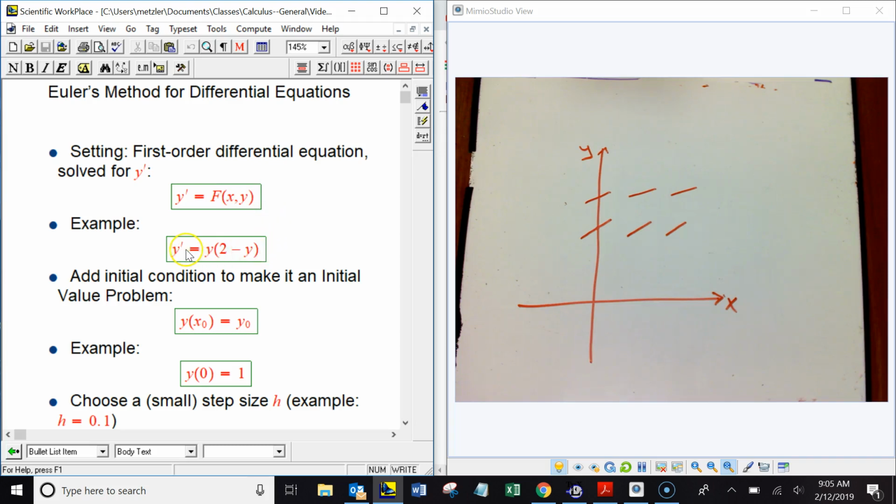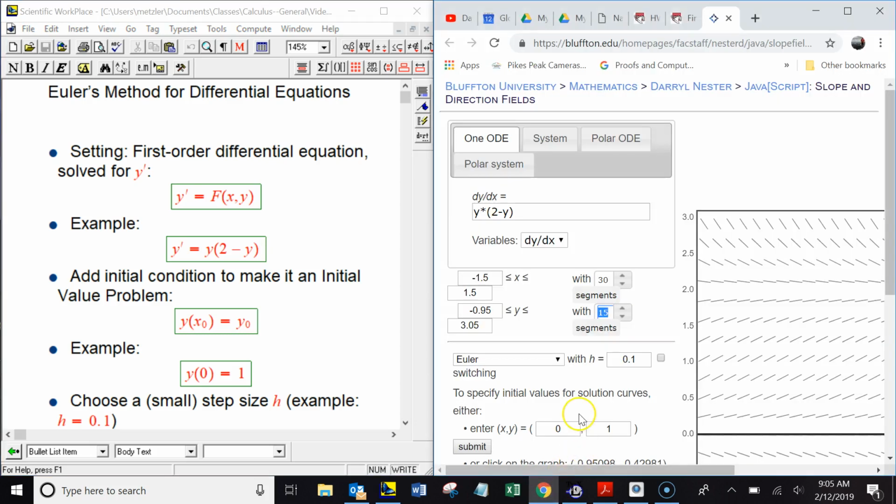So I'm going to look at the example of the logistic equation because we're a little bit familiar with what that should look like. And that is the derivative of y is proportional to y, but it's also proportional to some constant minus y. I'm going to make that 2 minus y. And I'm going to click in and out of a computer solution of that. Here I've got that on this Bluffton University applet. It's pretty nice. dy/dx is y times 2 minus y.